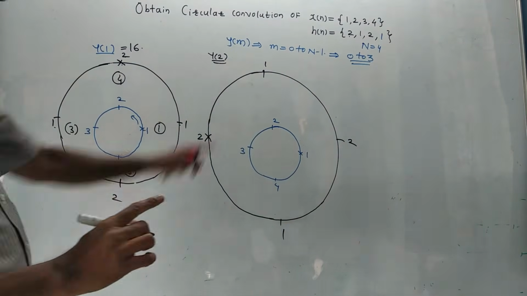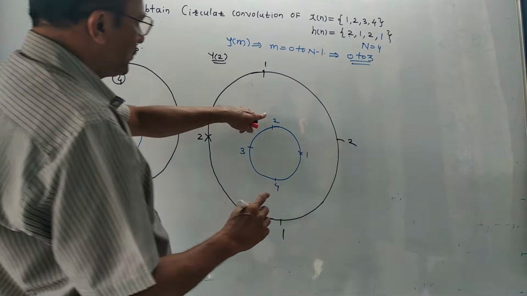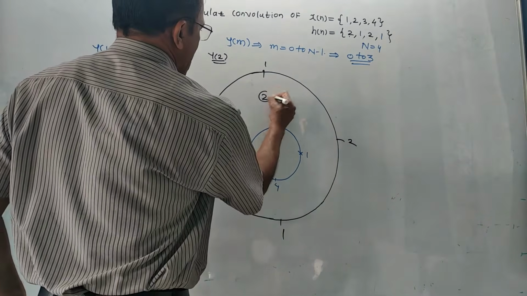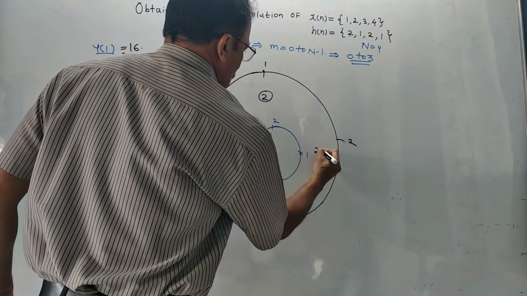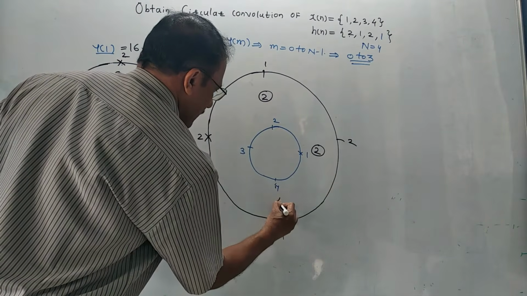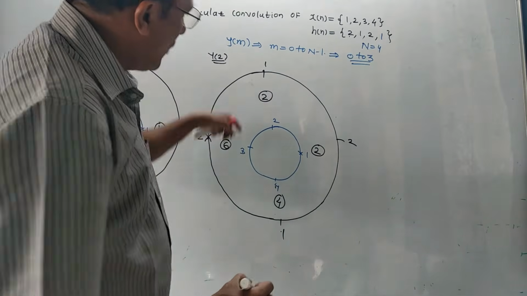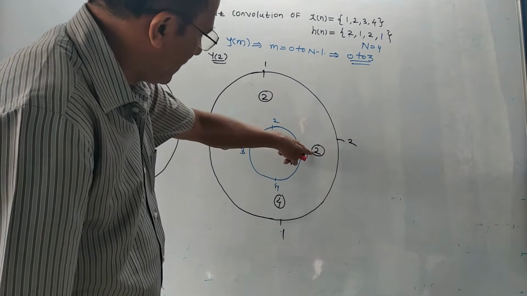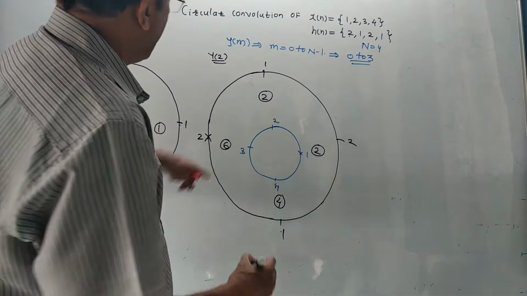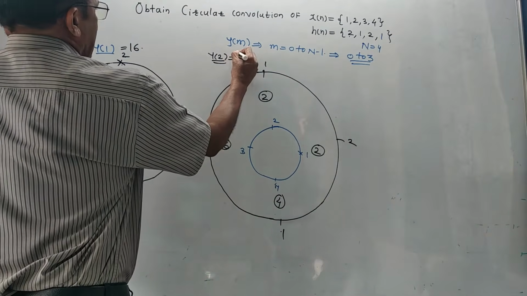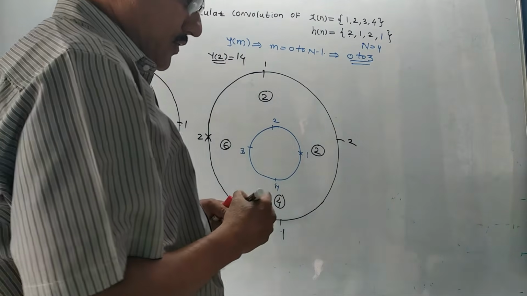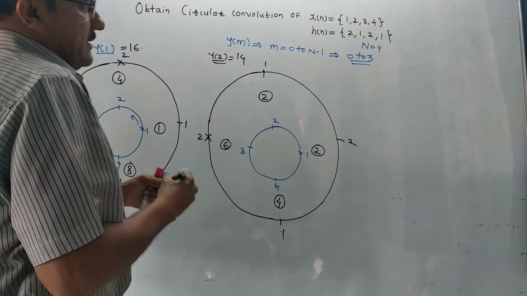Remaining procedure is same. Take multiplication of nearby elements. So this becomes 2 into 1, 2. Then 1 into 2, 2. Then 4 into 1, 4. Then 3 into 2, 6. Again, add all these results of multiplication. So it becomes 4 plus 4, 8. 8 plus 6, that is 14. So answer of y of 2 is 14.